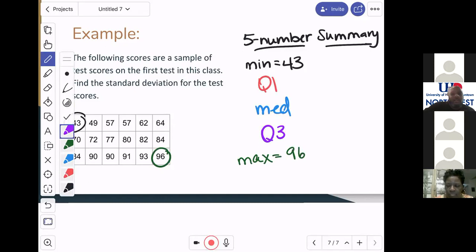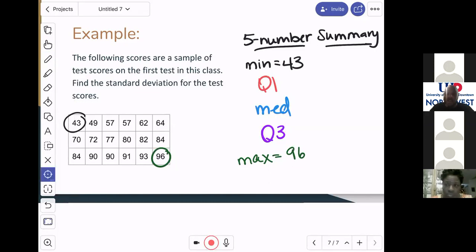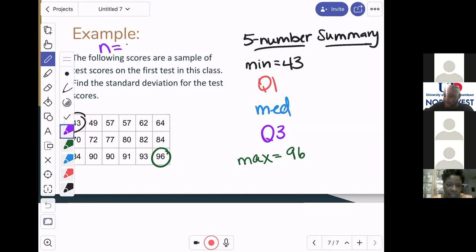We need to find the values. Out of those 3 values, which one do I know how to find already? The median. I gotta find the median. Remember we talked about this last time. To find the median of this, 1, 2, 3, 4, 5, 6, the sample size n is equal to 18. That's an even number. So to find the median of an even number, what do we do? We take 18, cut it in half.